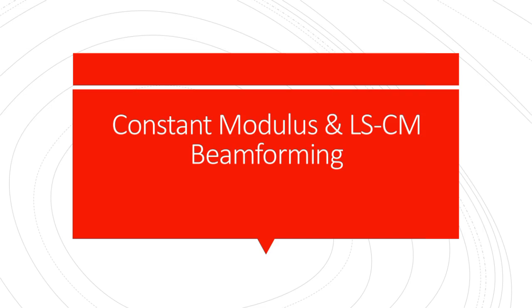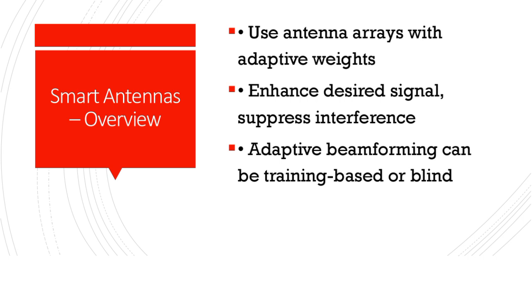So dear students, now we are going to discuss the constant modulus models and LS constant modulus beamforming. LS constant modulus beamforming is nothing but least square constant modulus beamforming. The first thing is, why are we using the constant modulus model and the least square constant modulus model? Here we use it for adaptive weights, and it enhances the desired signal and also suppresses the interference. So this adaptive beamforming can be training based or a blind method.